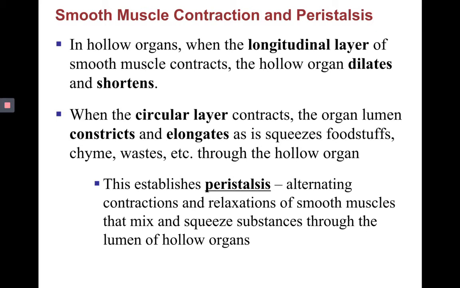So in those hollow organs, the longitudinal layers of smooth muscle would contract, causing the hollow organ to dilate, whereas if the circular layer contracts, the organ lumen is going to constrict and elongate. So this back and forth dilation and constriction and then elongation is able to squeeze foodstuffs like chyme or waste through hollow organs. This back and forth dilation and constriction that causes elongation is called peristalsis, and is that alternating contraction and relaxation pattern that we're seeing in smooth muscle that allows it to mix and squeeze substances through the lumen of hollow organs.